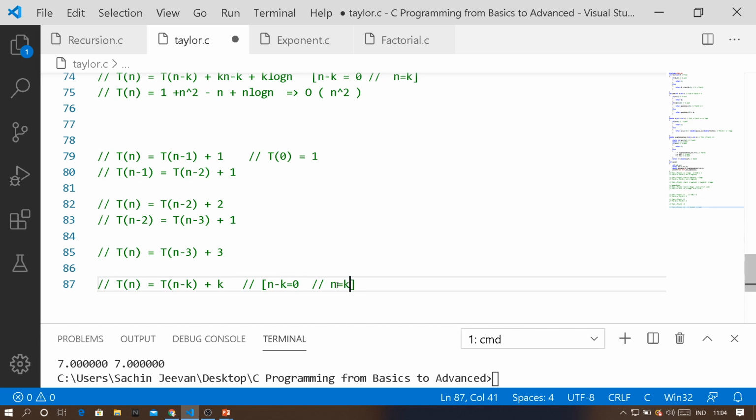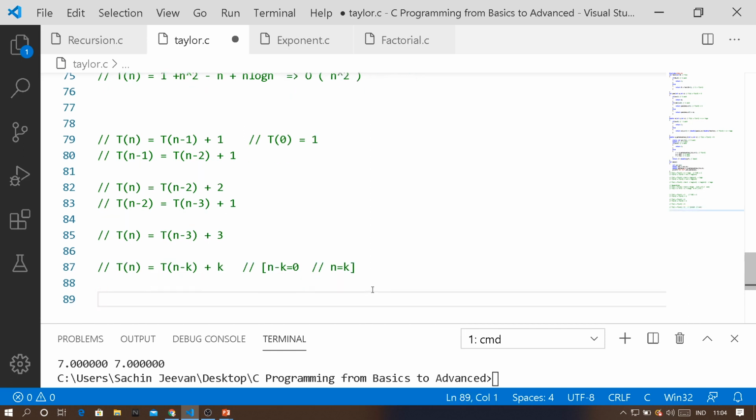So start substituting n instead of k here. When you substitute n instead of k, this equation will become t of n is equal to t of n minus n plus n. So what is this called? T of 0. What is t of 0? T of 0 is 1. So the final equation is n plus 1, in which the largest term is n. So when n is the largest term, the time complexity can be taken as order of n.